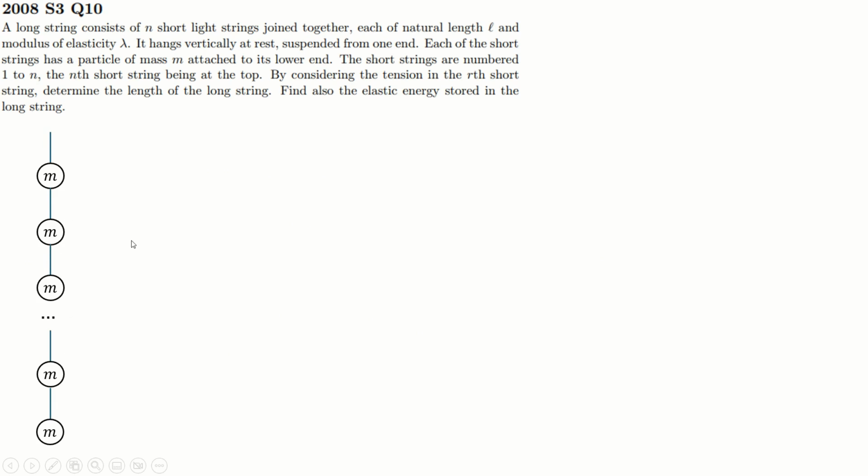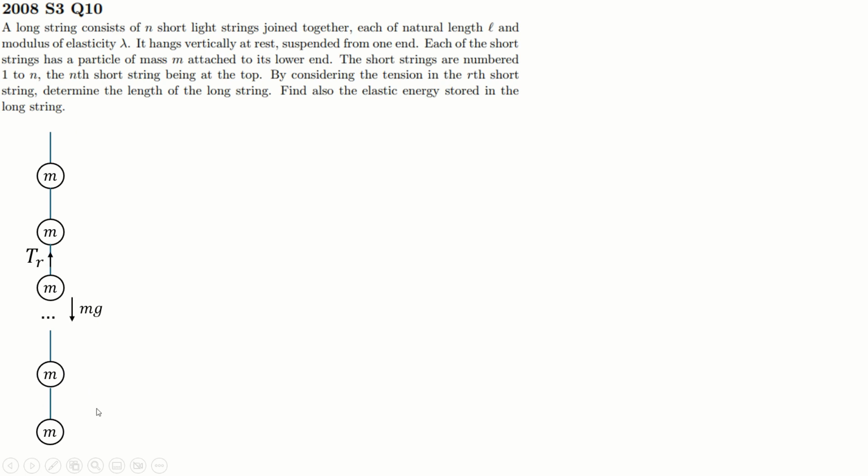By considering the tension in the rth string, so let's just say this is the rth string here, we'll call the tension in the rth string TR. Well, there's clearly an mg coming down. All these things are in equilibrium because they're all at rest. There's clearly an mg coming down, but there's much more than that, because there's also the entire weight, the cumulative forces, of all the ones below it to consider. We can't just say TR equals mg.